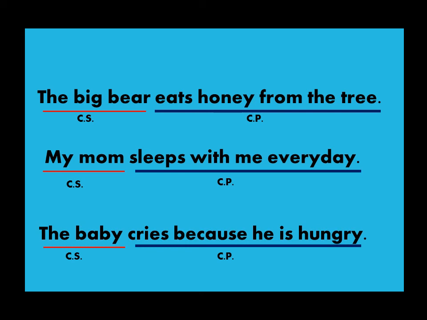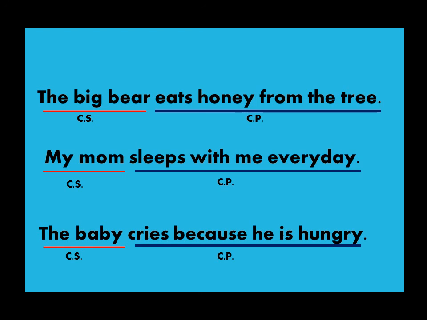Let's go to our last sentence. It says, the baby cries because he is hungry. Remember that we said who was crying because he was hungry? The baby. The baby is my complete subject. Now, what is the baby doing? Well, the baby, what? Exactly, cries because he is hungry. Now, if you only underline cries, that is not going to be correct, because that is only a verb. Remember that we're learning about complete subject and complete predicate. All the words, not just one. So cries because he is hungry is my complete predicate.